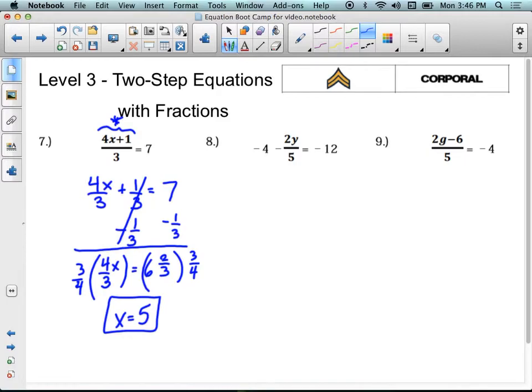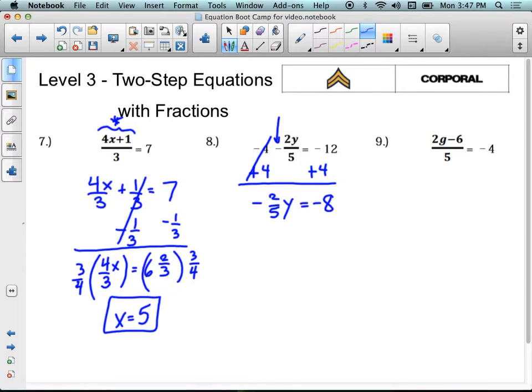Okay, number 8. We've got -4 minus 2/5 y equals -12. What we have here is a constant term of -4, a variable term of -2/5 y. We'll want to eliminate the constant term first by adding 4. So what we'll end up with is -2/5 y. Don't forget that that's negative, because that negative up here comes down with the 2/5, because that's a -2/5 y. That equals -8.